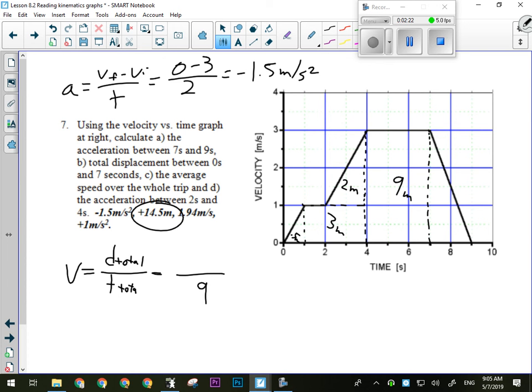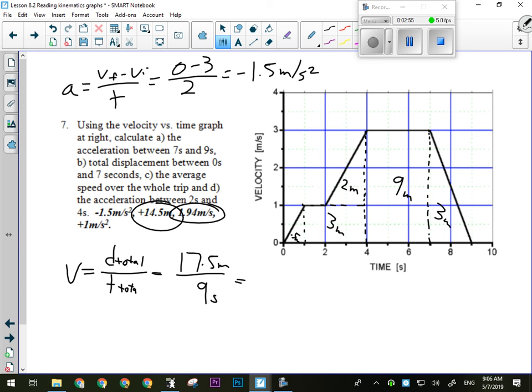So I've got one more triangle I've got to calculate the area of, so that I can have that last distance here. It's 2 on the base by 3, so 2 times 3 is 6, divided by 2 is 3 meters. So we'll add that to the 14.5. That'll be 17.5 meters divided by 9 seconds, and that should give us our 1.94 meters per second. No direction on that, no positive on it, because speed is scalar.